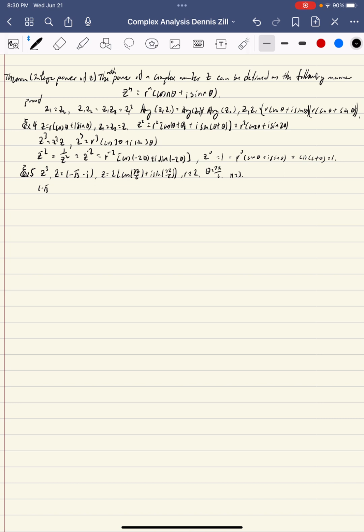We say (negative root 3 minus i) to the third power. Well, that is really just 2 to the third power times cosine of 3 times whatever's in here, that's 7π/6, plus i sine of 3 times 7π/6. And that is equal to 2 to the third power, 8, and you have cosine of 7π/2, and you have i sine of 7π/2. Well, we know cosine equals 0, really.